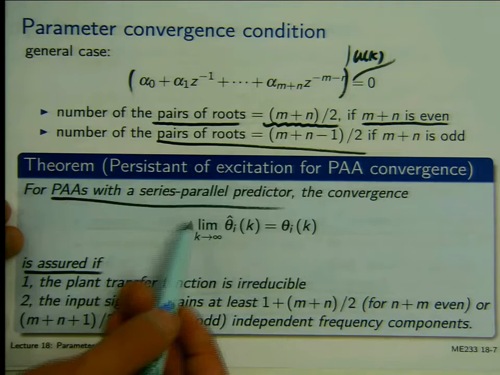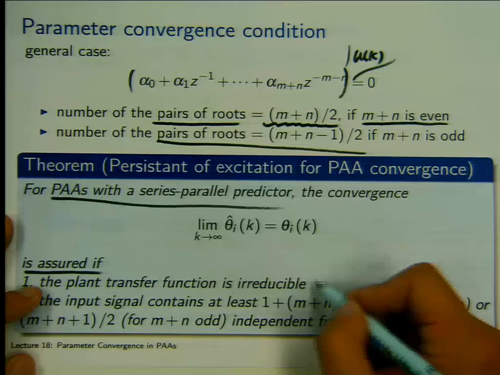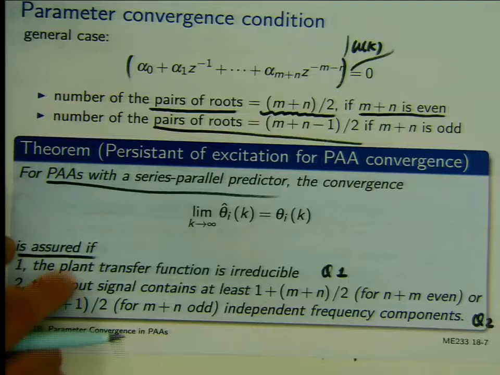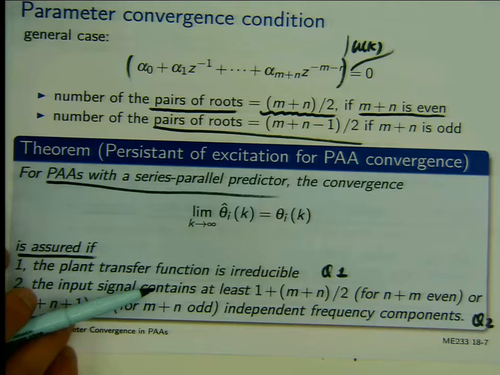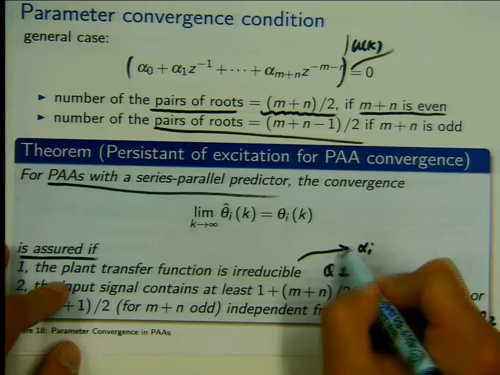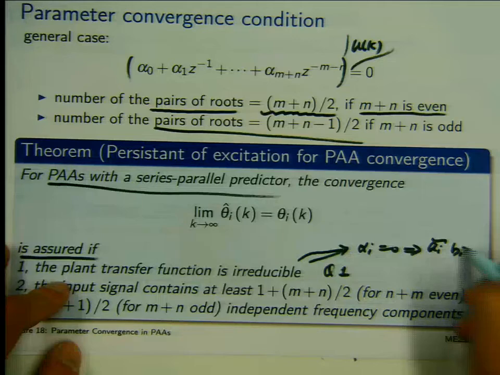The first point is the plant transfer function is irreducible. This is the question we answered for question one, and this is the answer we asked for question two. If the plant transfer function is irreducible, meaning A and B are co-prime, then we can guarantee that alpha I being zero will give us A I, B I being zero.